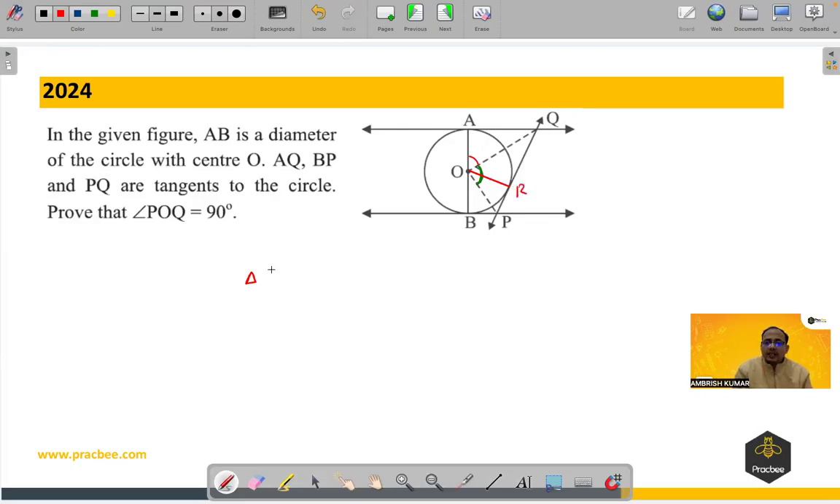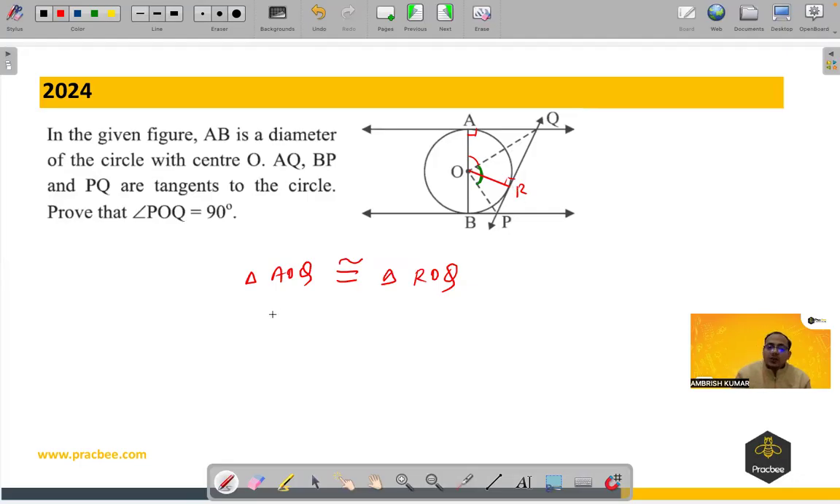So the triangle AOQ, right? And triangle ROQ, we can prove them congruent, right? How we can prove them congruent? It's quite easy, no? At A we have 90 degree, at R we have 90 degree, right? So right angle is there, hypotenuse OQ is the common, and then OA equals OR, that is the radius.